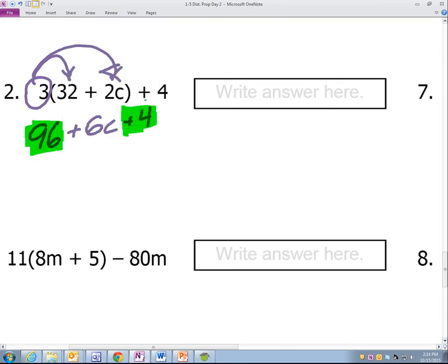Okay, so I add those two together, those two that are highlighted green, which are 96 plus 4, which is 100, and I can't do anything more with the 6c because I don't know what c is, so I can't add it together.